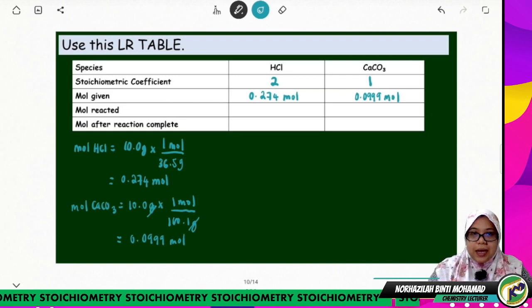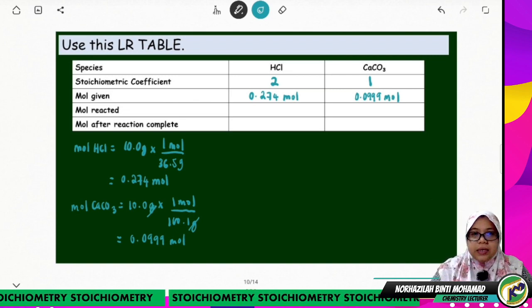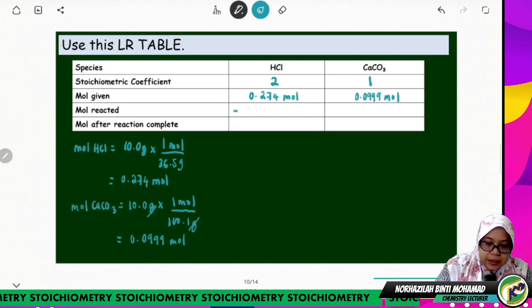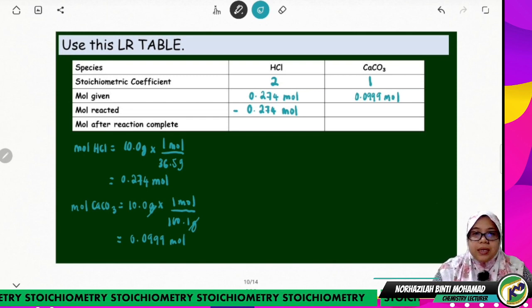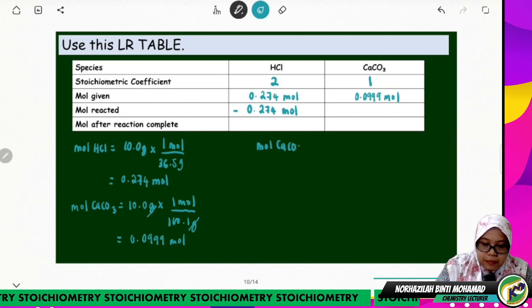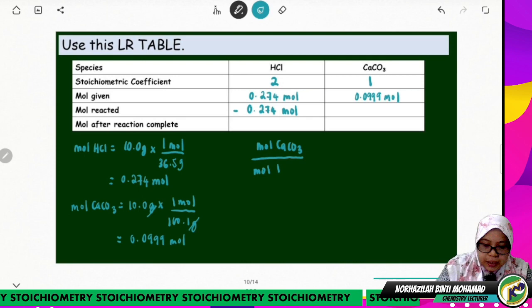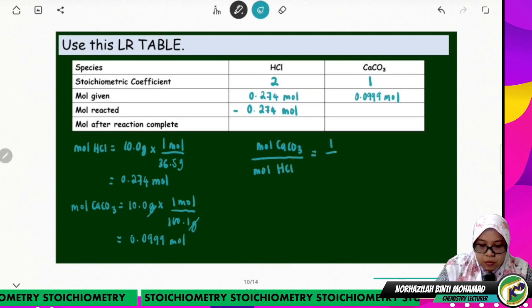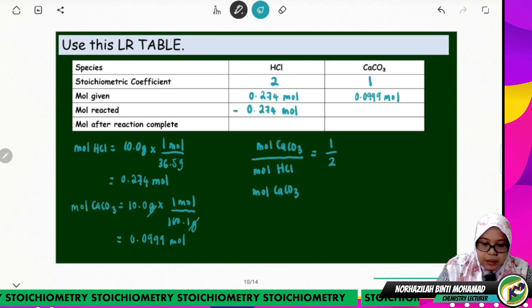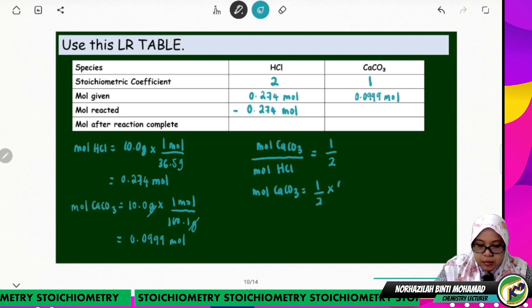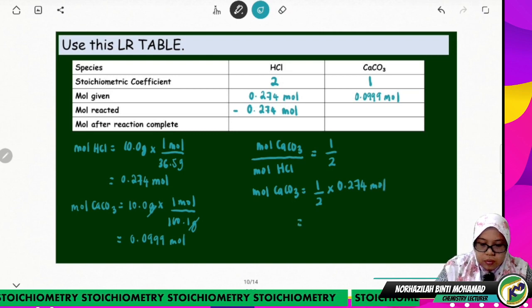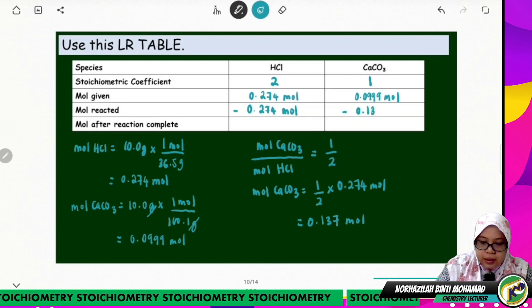Okay, how about mole react? We need to assume that all of HCl has been used up in the reaction. So, kalau use up means minus sign, dia minus lah kan. So, kita gunakan ke semua HCl ni. So, tolak 0.274. So, how many calcium carbonate will react with this amount of HCl? Yang tu kita kena kira lah. So, mole calcium carbonate react divided by mole HCl equals 1/2. So mole calcium carbonate is equal to 1/2 times 0.274 mole. So the answer is 0.137 mole. So minus 0.137 mole.